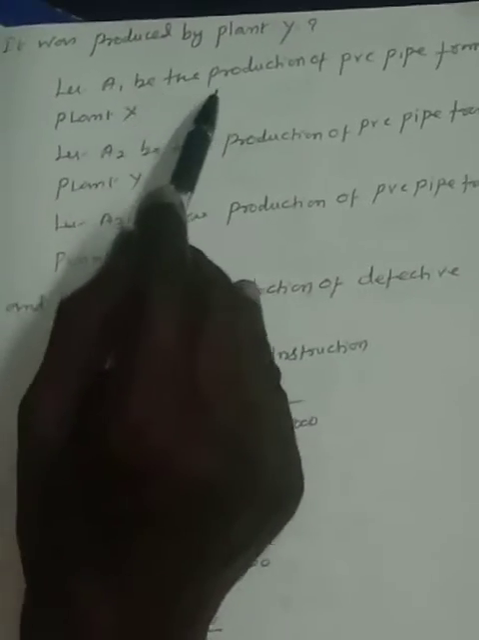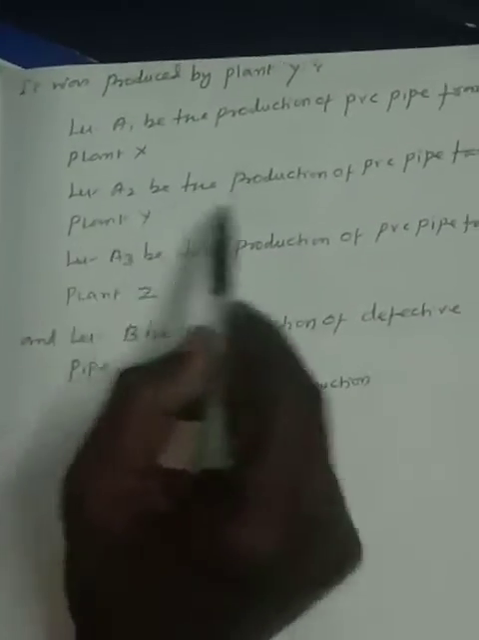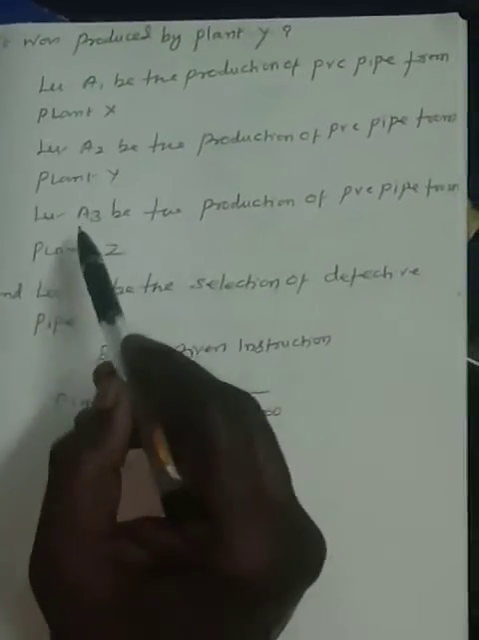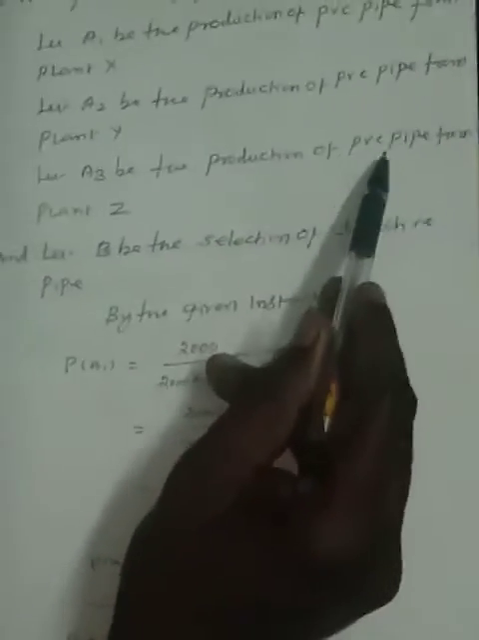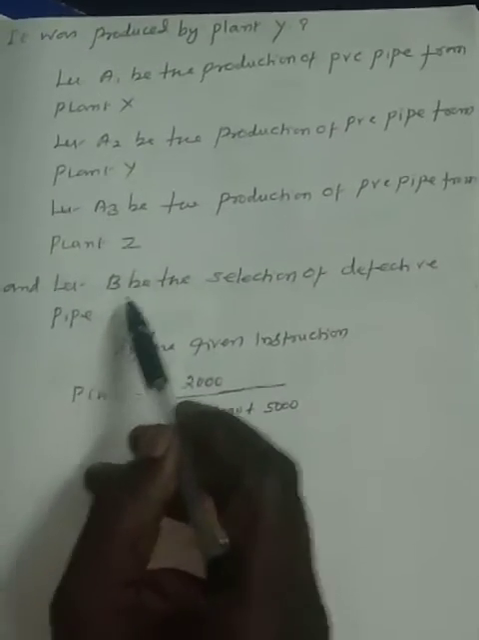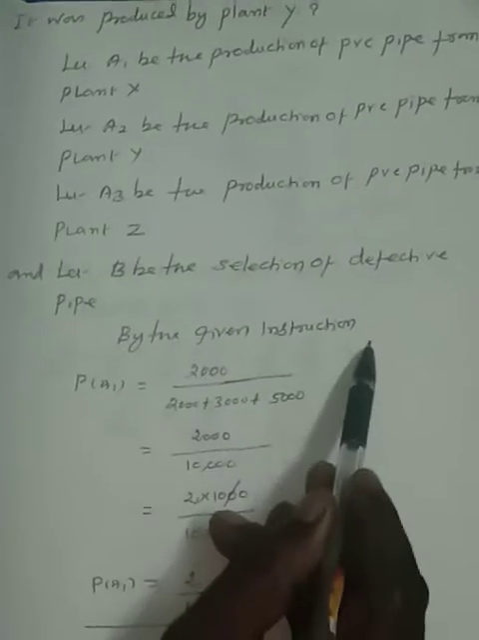Let A1 be the production of PVC pipe from the plant X. Let A2 be the production of PVC pipe from the plant Y. Let A3 be the production of PVC pipe from the plant Z. And let capital B be the selection of defective pipes by the given instruction.